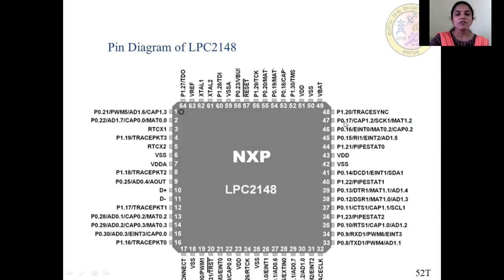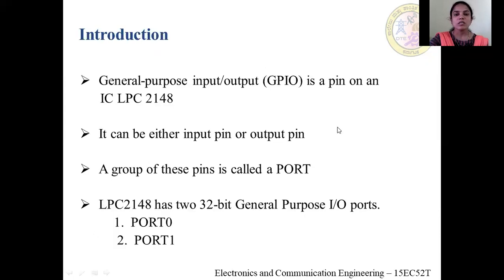If you observe the pin diagram of LPC2148, wherever the port operation is there, that is port 0.21, port 0.22, that means from port 0.0 to port 0.31 and port 1.16 to port 1.31, those pins are called the GPIO pins. These GPIO pins together combined into a group of pins are called a port, that is port 0 and port 1.